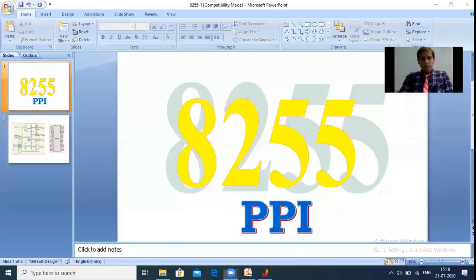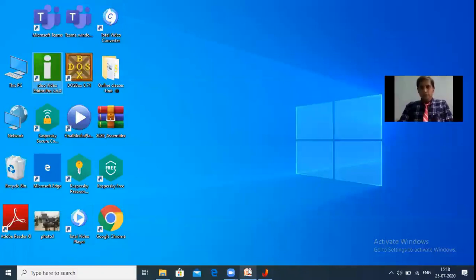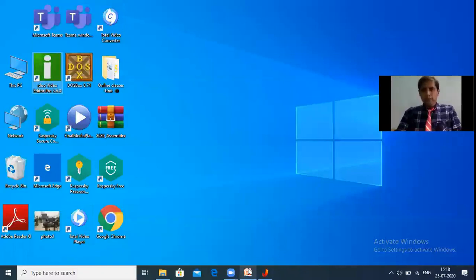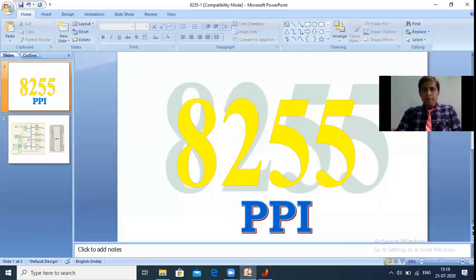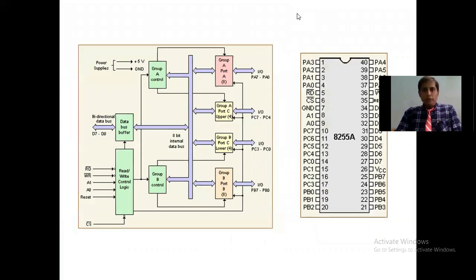Now this is your 8255. Also call it a PPI. PPI means it's a Programmable Peripheral Interface. So in order to interface your 8086 with other peripheral devices, generally 8255 is used. That's why the name comes like a Programmable Peripheral Interface. Now let us see straight away the block diagram of 8255 as well as the pin diagram.